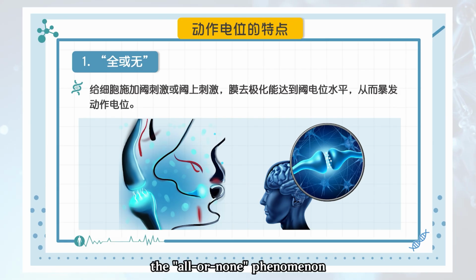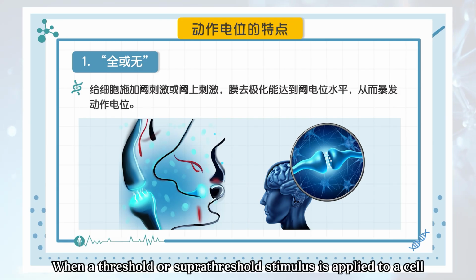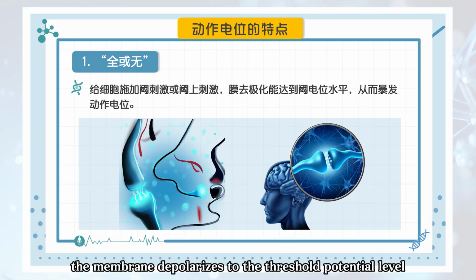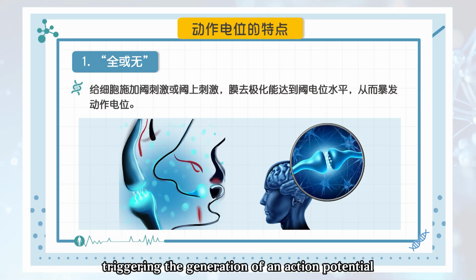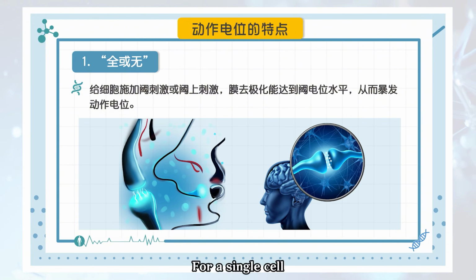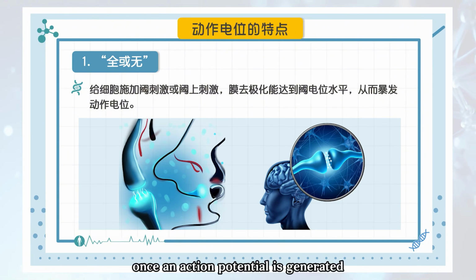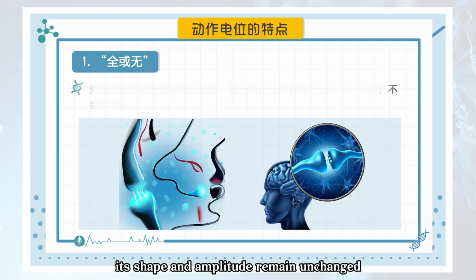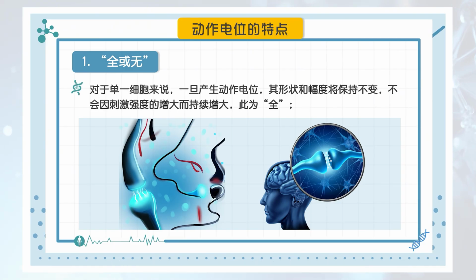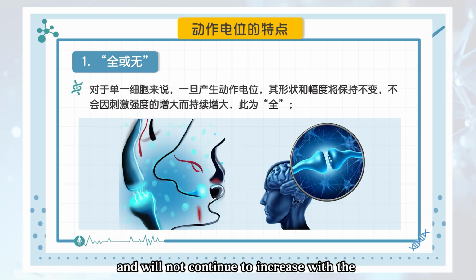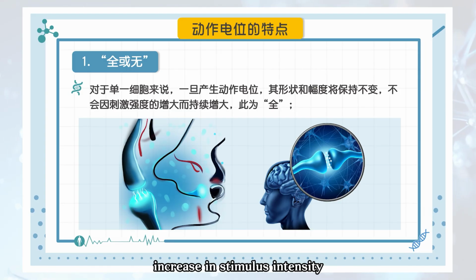First, the all-or-none phenomenon. When a threshold or suprathreshold stimulus is applied to a cell, the membrane depolarizes to the threshold potential level, triggering the generation of an action potential. For a single cell, once an action potential is generated, its shape and amplitude remain unchanged and will not continue to increase with the increase in stimulus intensity, which is the all part.